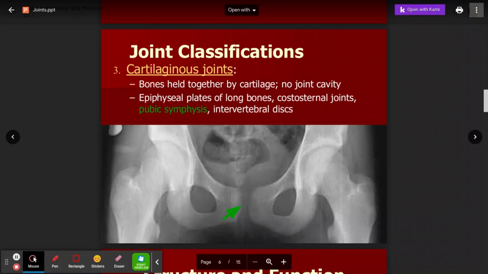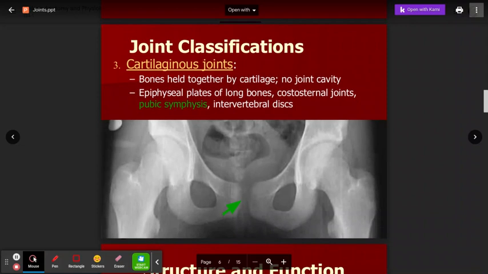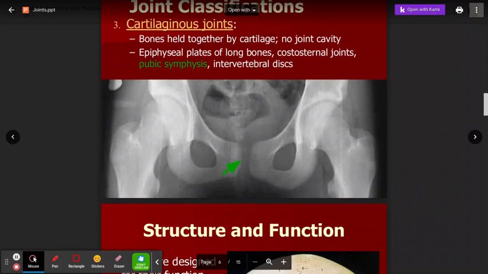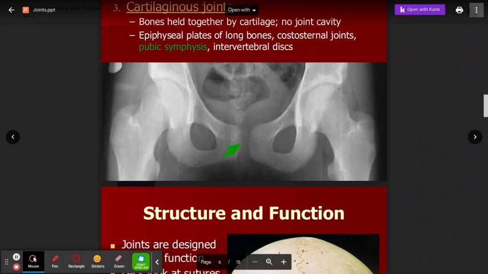So yeah, these are cartilaginous joints. They can degenerate due to wear and tear, due to degenerative diseases. So right there, that arrow is pointing to the pubic symphysis.